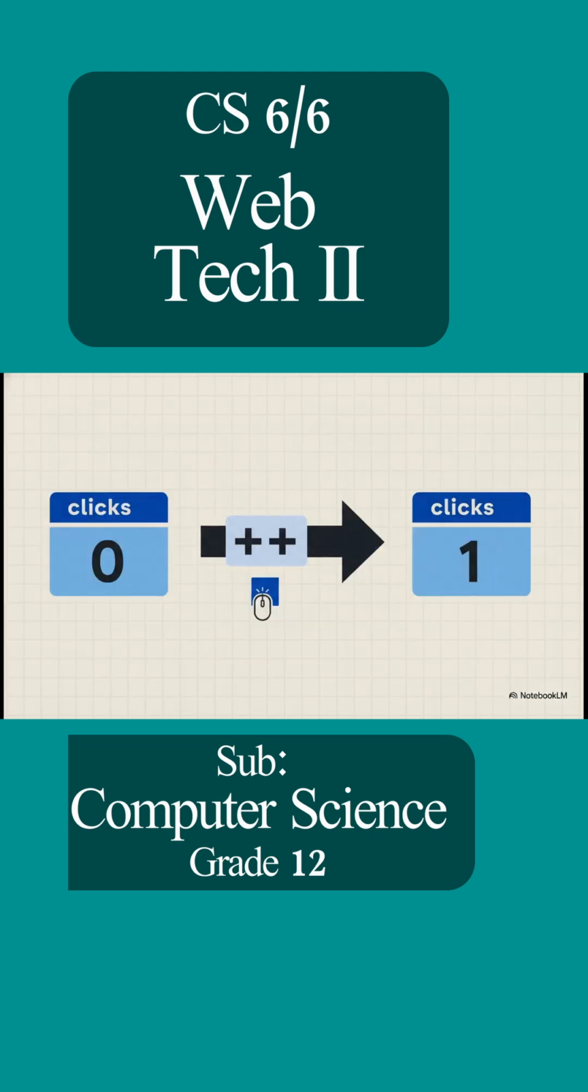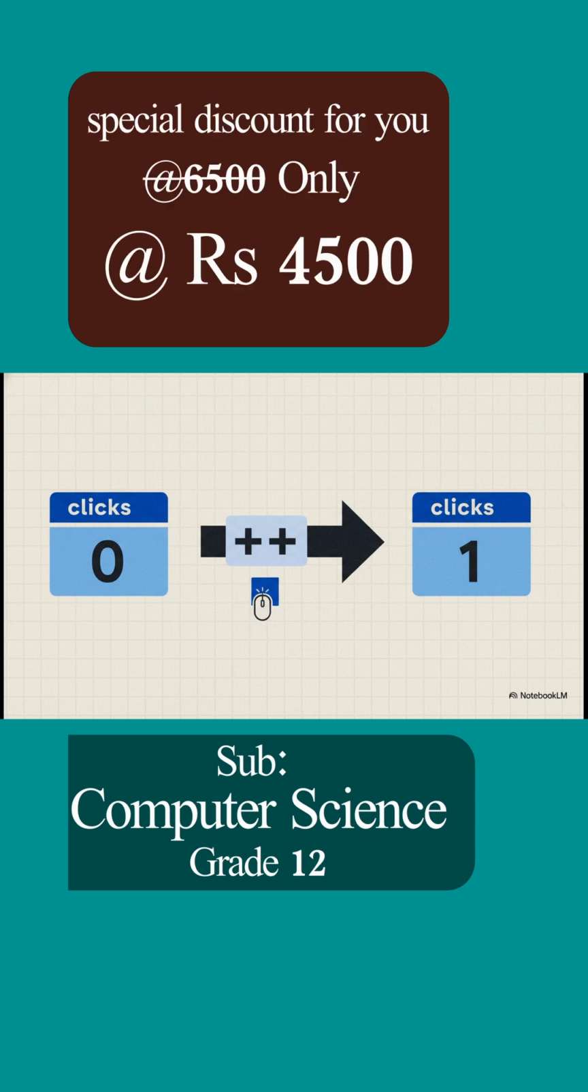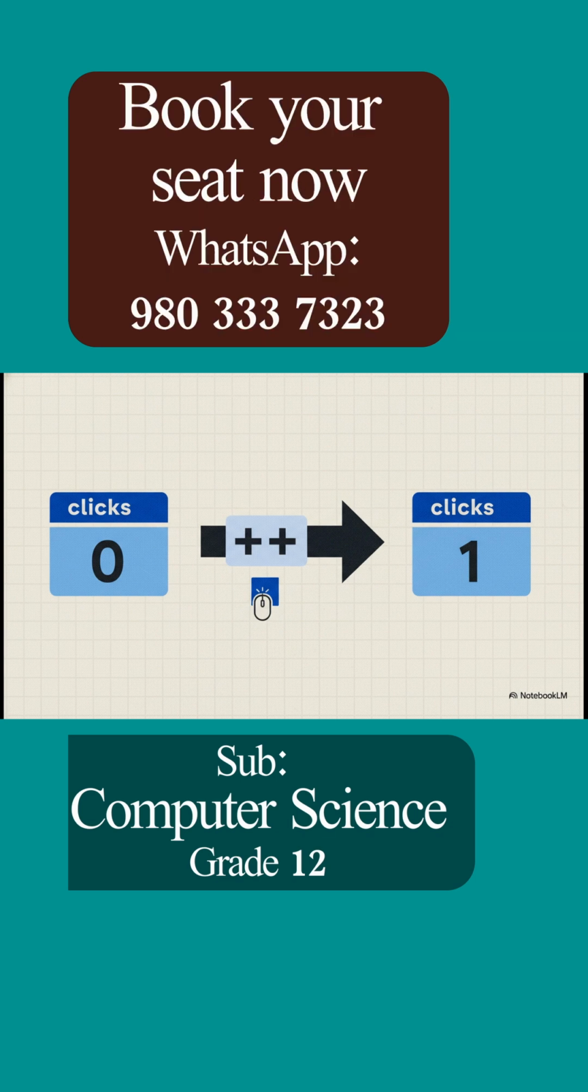And then we have operators, the things that do stuff to our variables. See this plus plus? All that means is add 1. So if someone clicks a like button, our clicks variable goes from 0 to 1. Click it again, it goes to 2. See? The variable stores the number, the operator changes it. They work as a team.